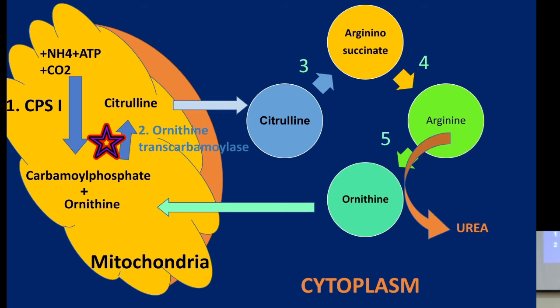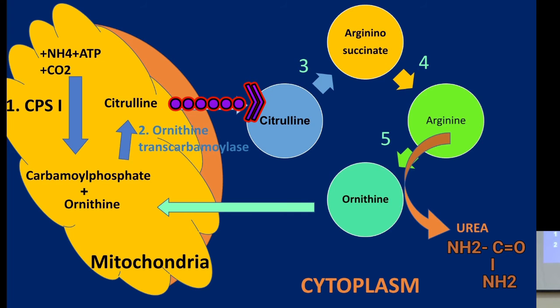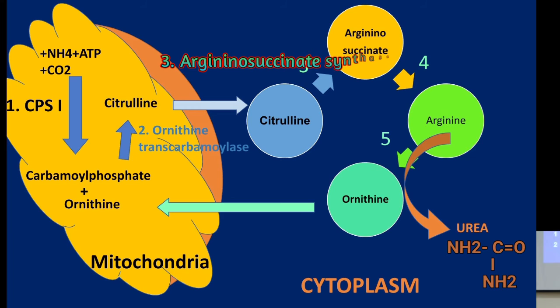Citrulline is now transported to the cytosol. In the cytosol, it condenses with aspartate. Aspartate is incorporated into citrulline to give you argininosuccinate. The enzyme is argininosuccinate synthase. So aspartate is the second source of nitrogen. Those are the only two things that can get into the urea cycle. Either ammonia or nitrogen in the form of aspartate. No other forms of nitrogen can enter the urea cycle. Okay?